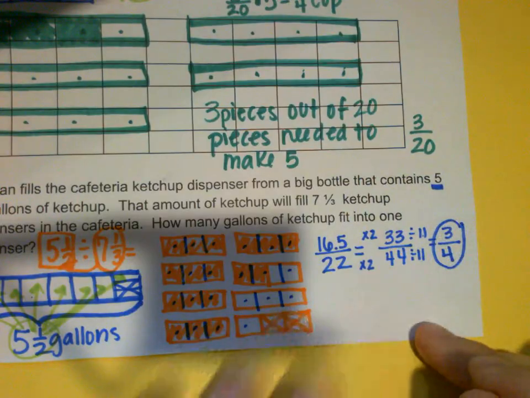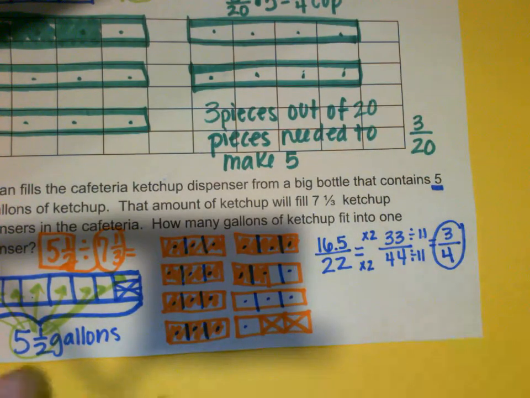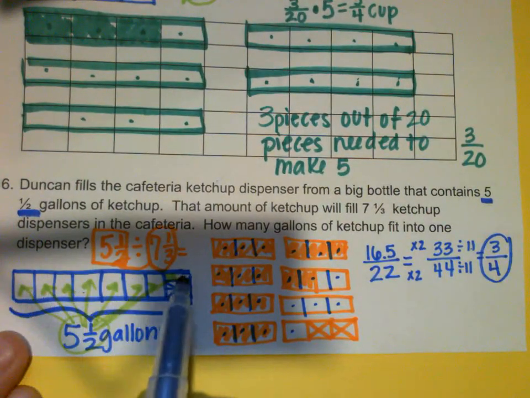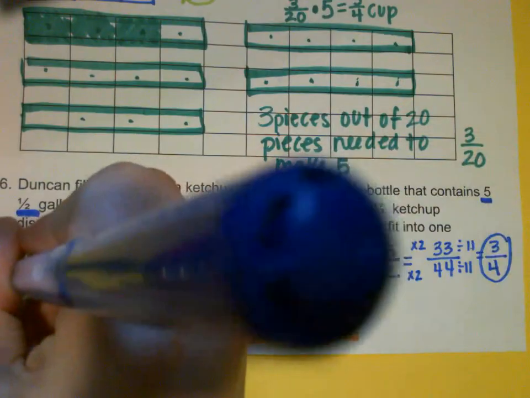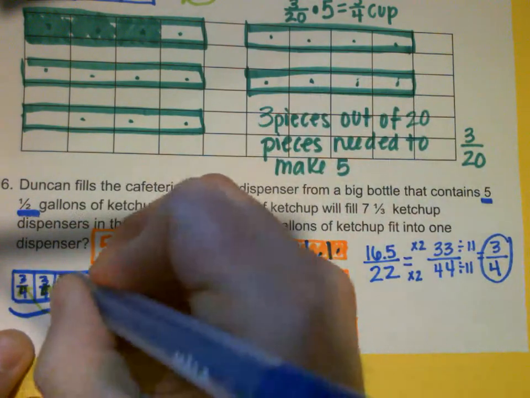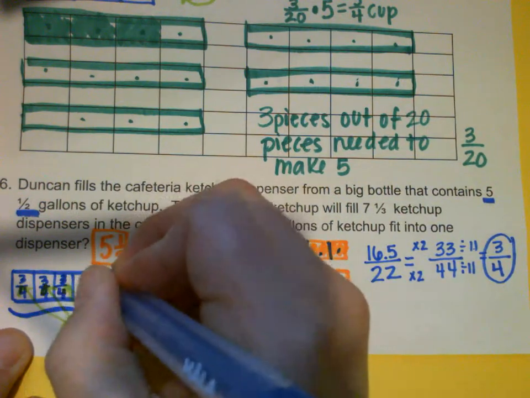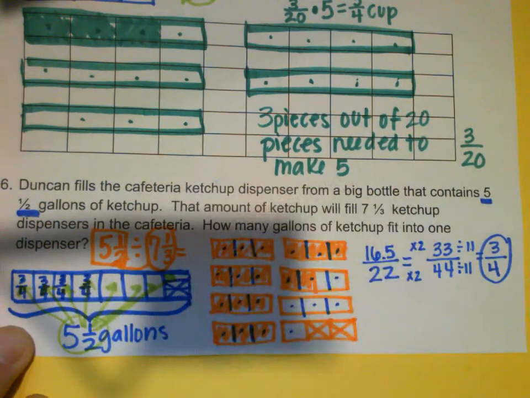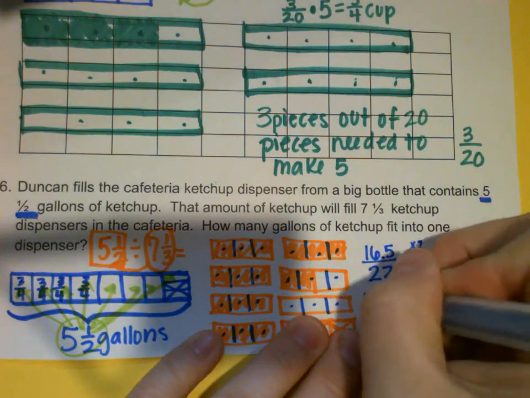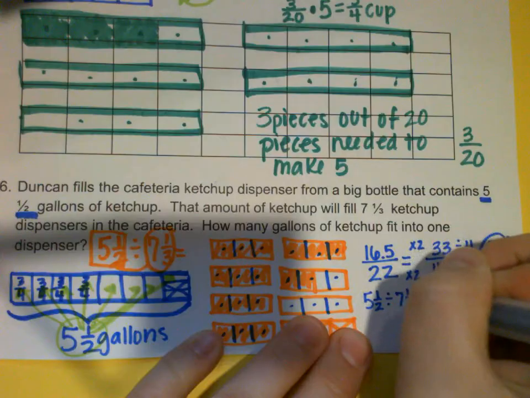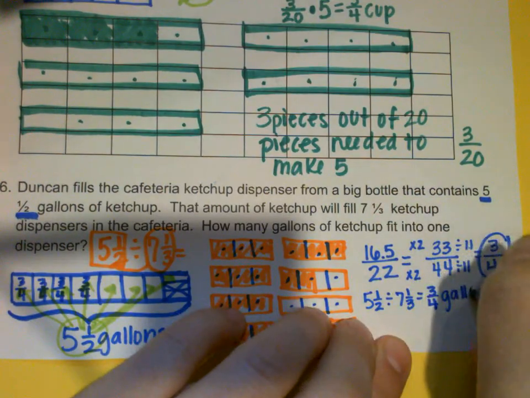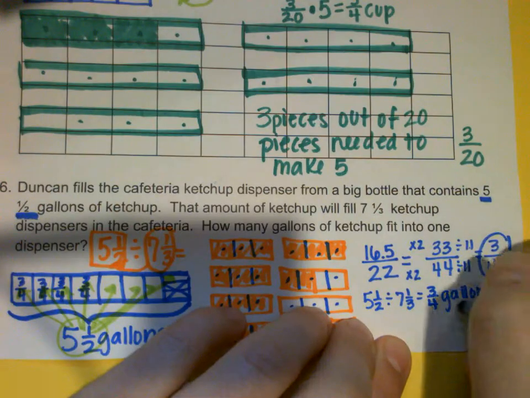3/4. So if I have 5 1/2 gallons of ketchup and I spread it between 7 1/3 containers, each one of these containers is going to have 3/4 of a gallon in it. 3/4, 3/4, and so on. All those containers will have 3/4. So 5 1/2 divided by 7 1/3 equals 3/4 of a gallon per container.